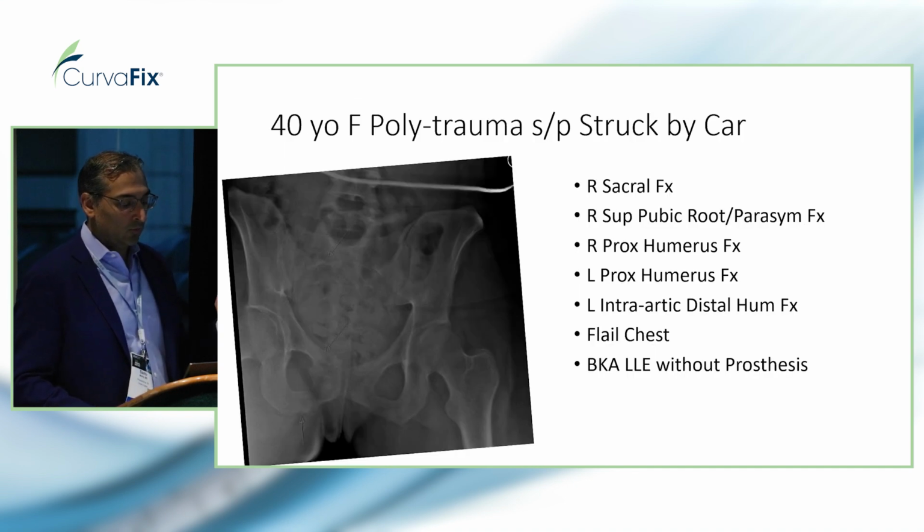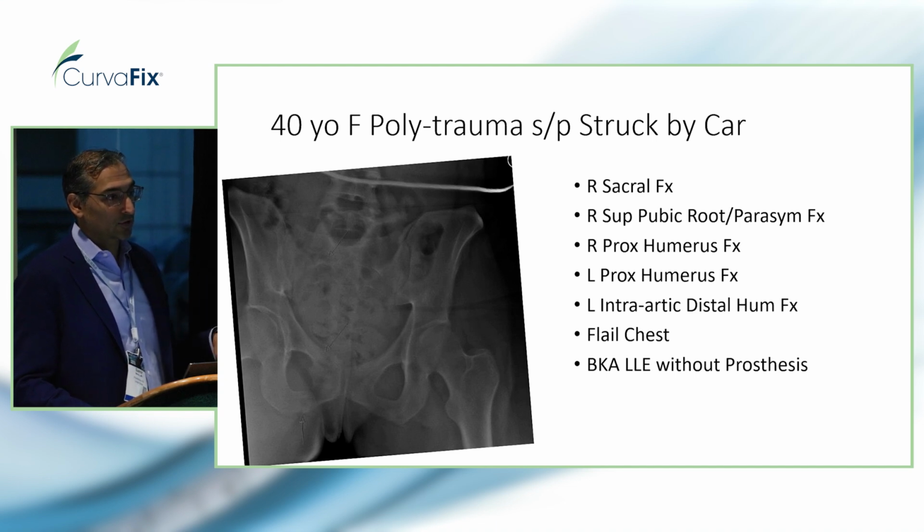But she's got a right sacral fracture, a right superior pubic ramus with a parasymphyseal injury, so segmental. She's got the proximal humeri on both sides. She's got the intra-articular distal humerus. She's got the flail chest, and she's got the BKA without a prosthesis for her left lower extremity.